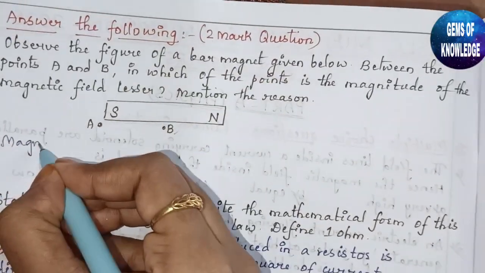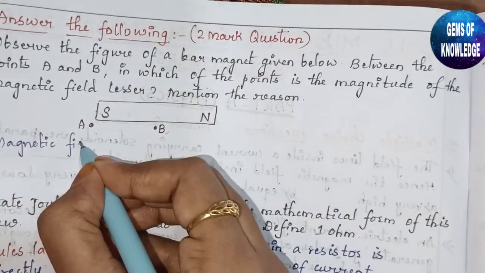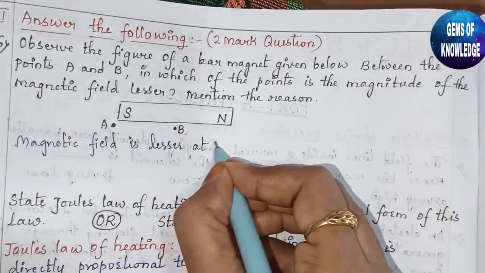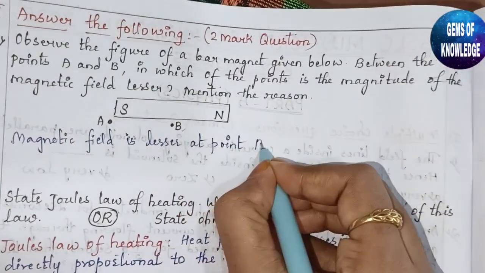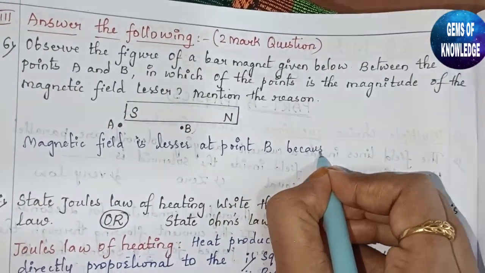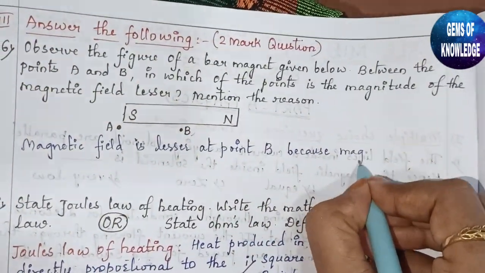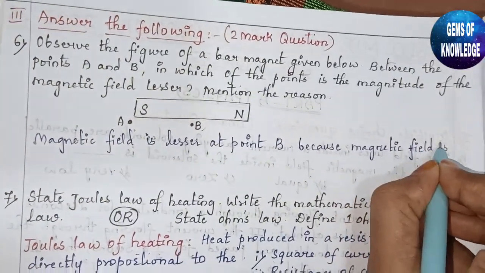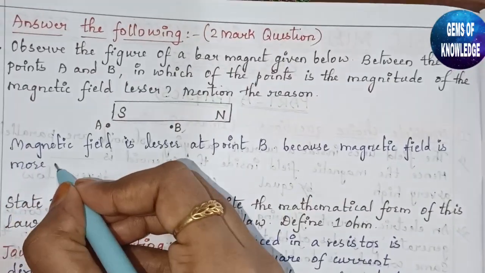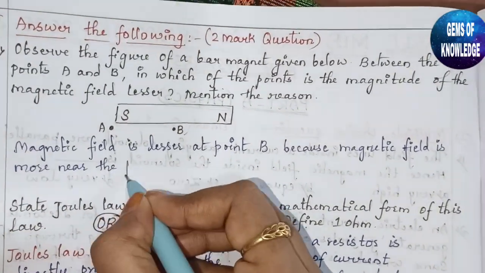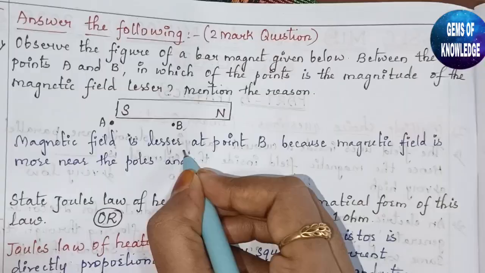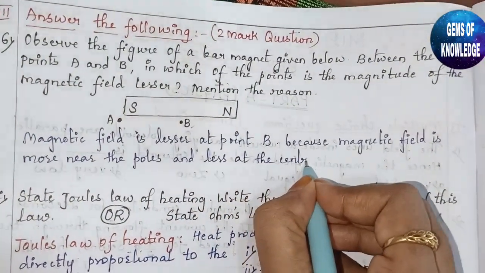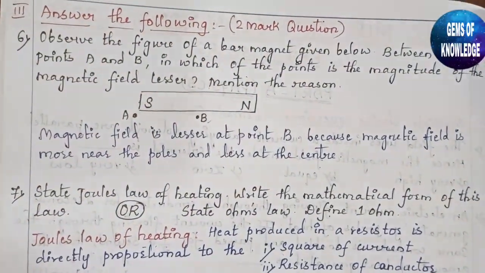Okay, let us write: magnetic field is lesser at point B because magnetic field is more near the poles and less at the center. Okay, so that is the answer.